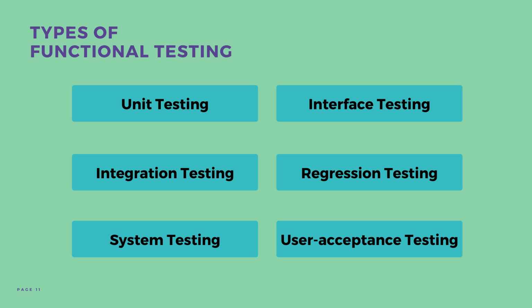And the next is system testing. It is a level of software testing where the complete and integrated software is tested. The purpose of this test is to evaluate the system's compliance with the specified requirements. It is a series of different tests whose sole purpose is to exercise the system.